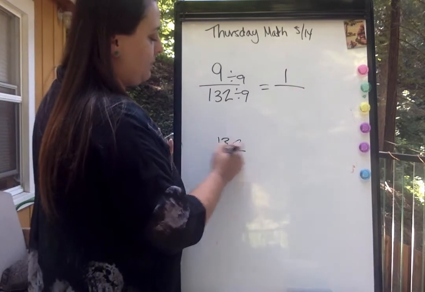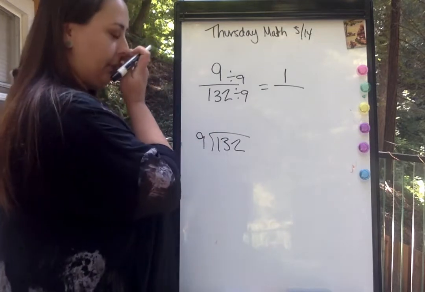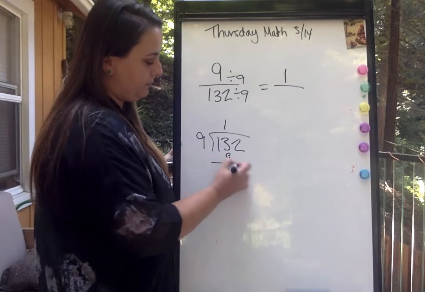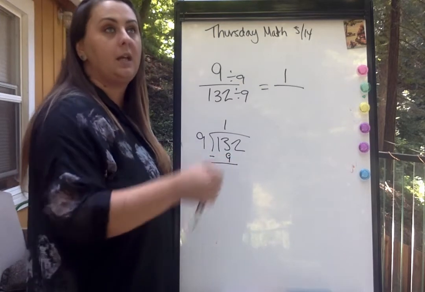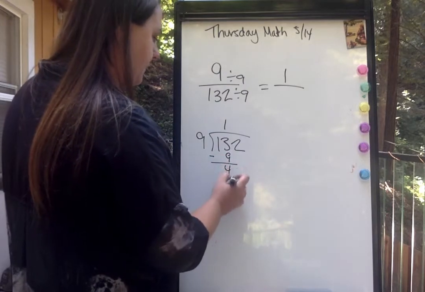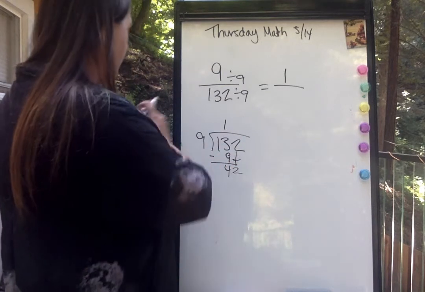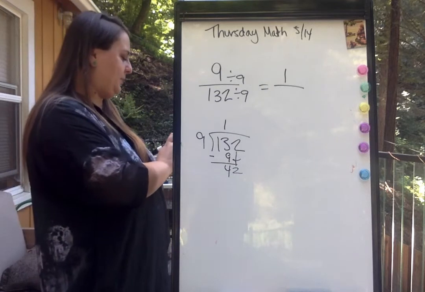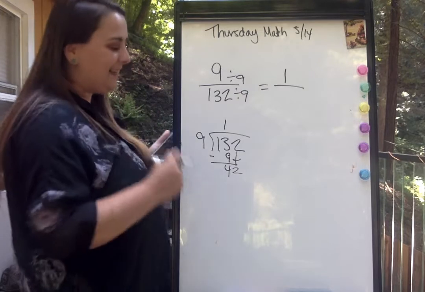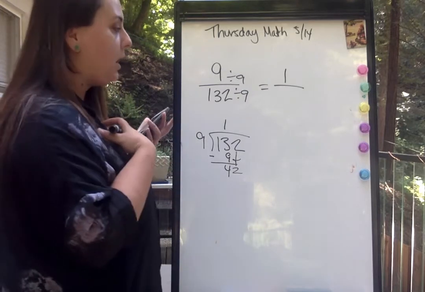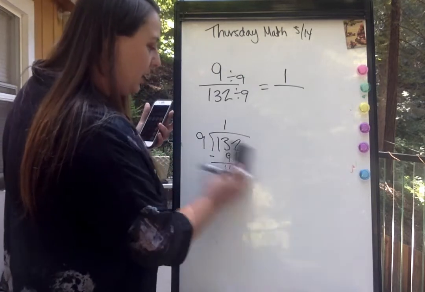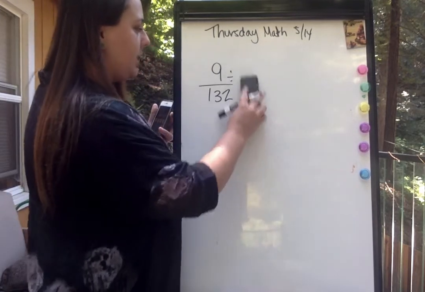Let's see what happens when we put 9 into 132. So 9 goes into 13 one time. 13 minus 9, 9, 10, 11, 12, 13. Bring down your 2. Now, can I put a 9 into a 42? I cannot, so I'm wrong. It's okay if your initial idea is wrong. That's okay. Let's start again.